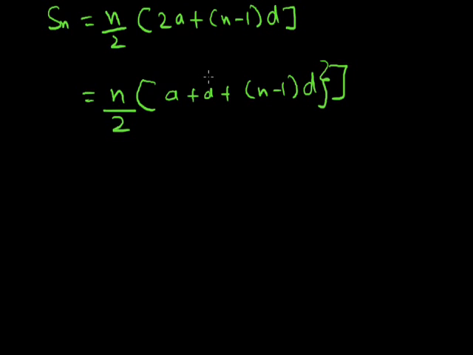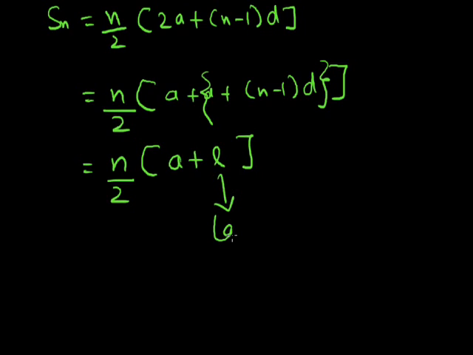So as you can see, a plus (n minus 1) d is the nth term of an AP, that is the last term. So this formula will also become n by 2 into (a plus l), where l is the last term of an AP. So it means in an AP, if we know the last term, we can directly find out the sum of n terms of an AP using this formula, that is n by 2 into (a plus l). a remains the same as the first term, and n is the total number of terms of which we have to find the sum, and Sn is the sum of n terms.